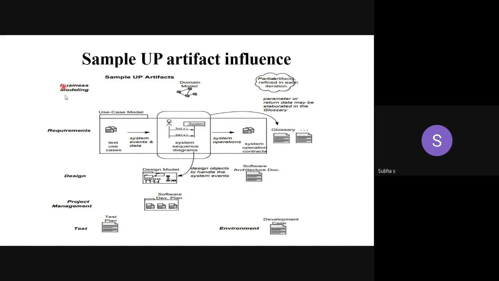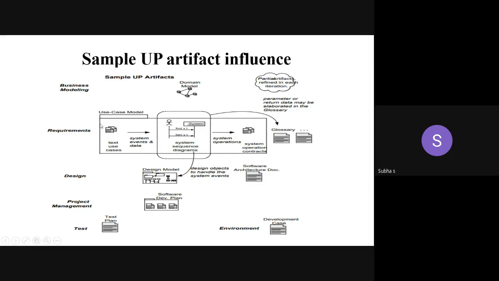On the left side you can see these are the different stages. So the first stage is what? Business modeling. All stages are most important. So business modeling, then what? Requirements, then design, then project management, and then testing. So these are the different domains. Now in each domain, what are the things that are used? In business modeling, what are they using? Domain model. This is a simple representation of the domain model, just the class diagram only. Extra things we are going to add. That is the domain model.